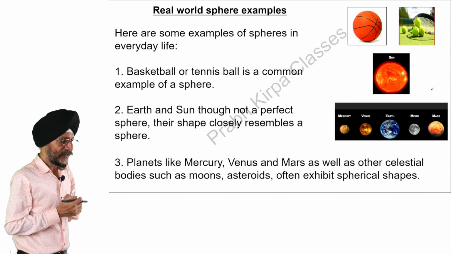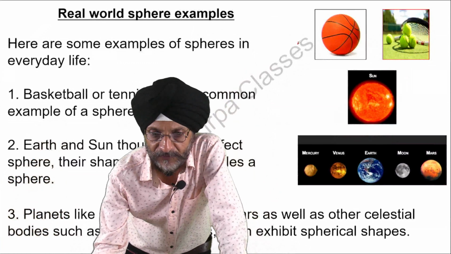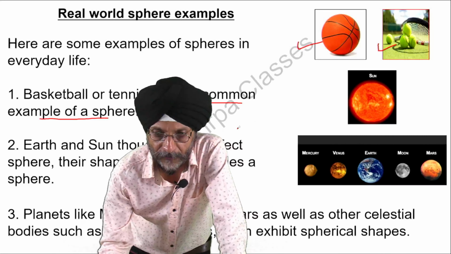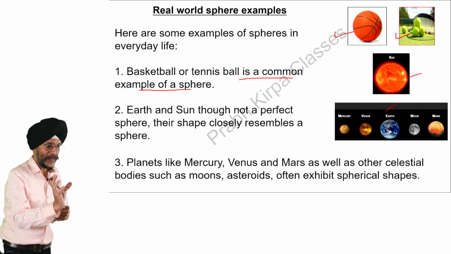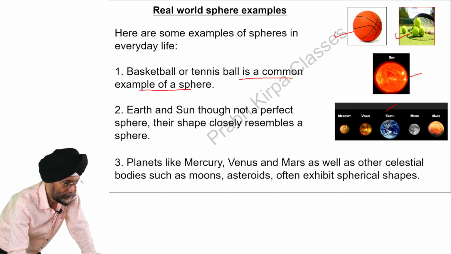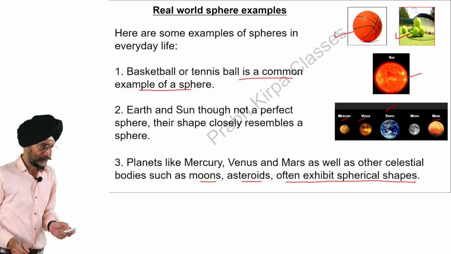Now we will understand real world examples of sphere. Basketball or tennis ball is a common example of sphere. Earth and Sun, though not a perfect sphere, their shape closely resembles a sphere. Planets like Mercury, Venus, Mars, as well as other celestial bodies such as moons and asteroids, often exhibit spherical shapes.